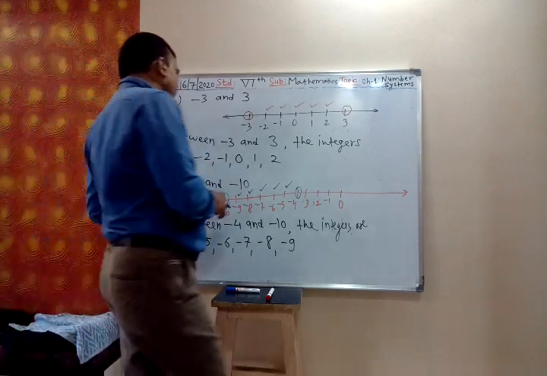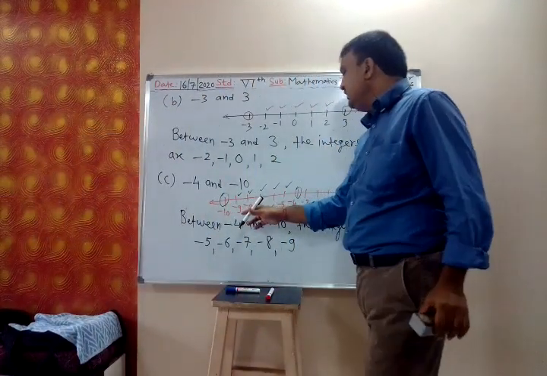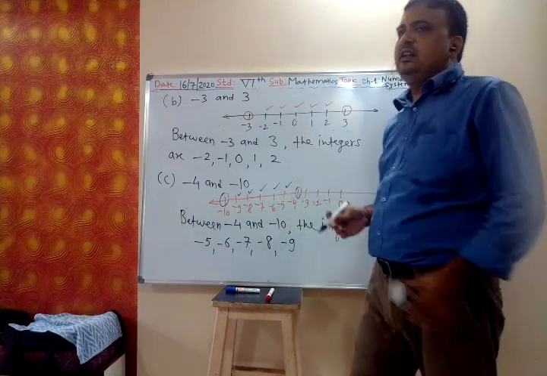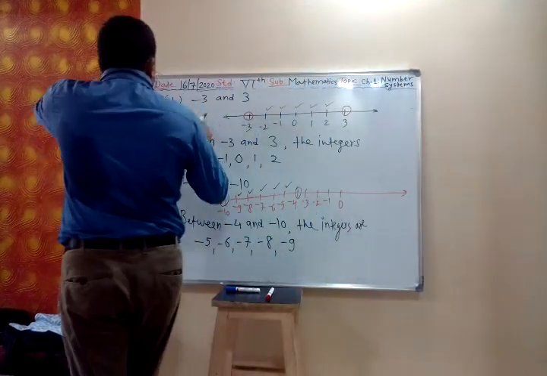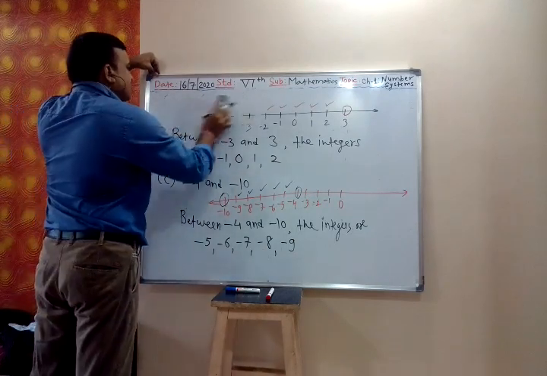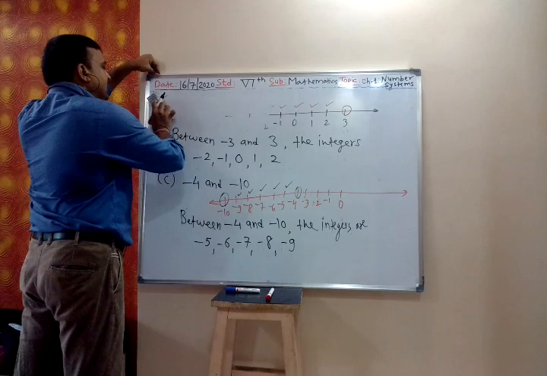You can write minus 9, comma minus 8, comma minus 7, comma minus 6, comma minus 5. That way also you can write. That does not matter, but the sign should not change. If it is minus 9, it will remain minus 9 only.